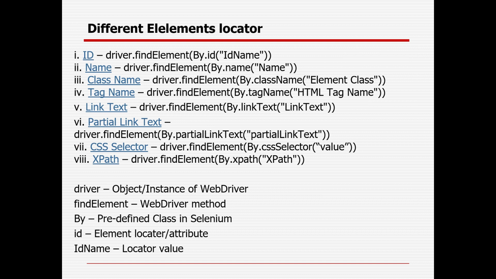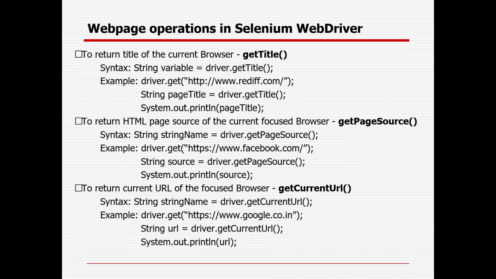So before going to locator, we want to cover these two parts. What are the important web page operations available in Selenium WebDriver? Then we will go to the locator after covering this one. So we can get the title of the page. The method available is called getTitle, to return the title of the current browser. Similarly, getCurrentUrl will give the current URL of the focused browser, and getPageSource will give the page source of the particular page.